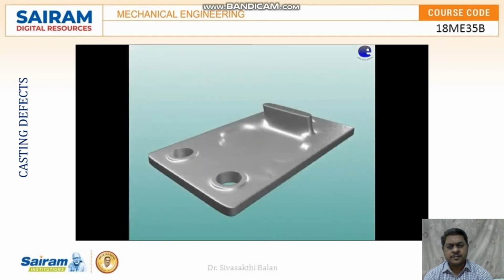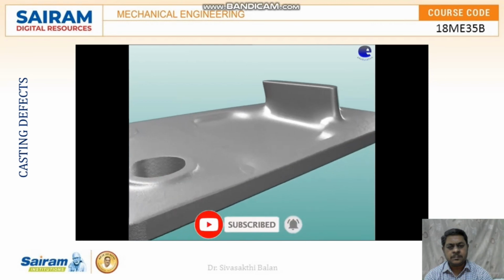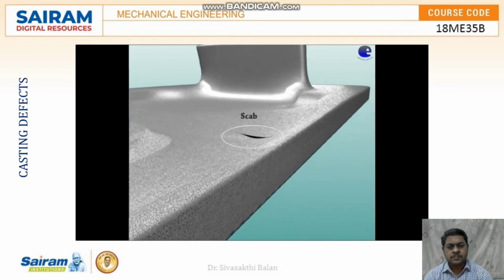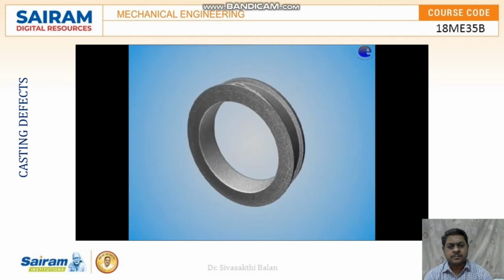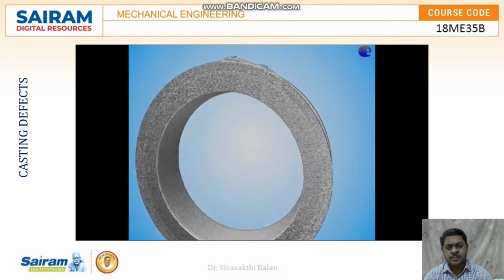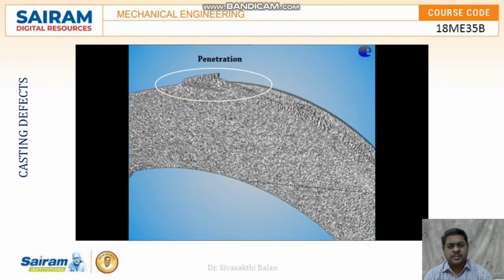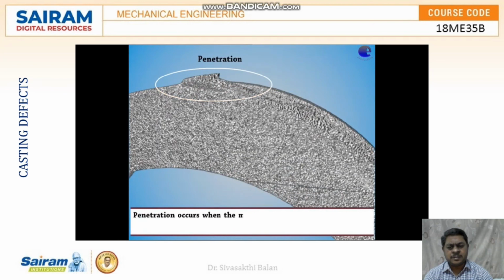Scab defect. Penetration. When you observe the job closely, you can see the defect of penetration. It occurs when the molten metal flows between the sand particles in the mold.